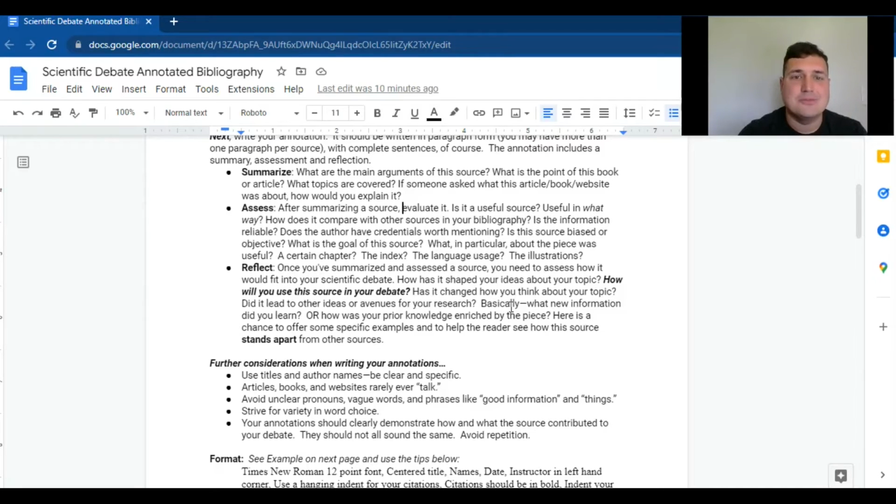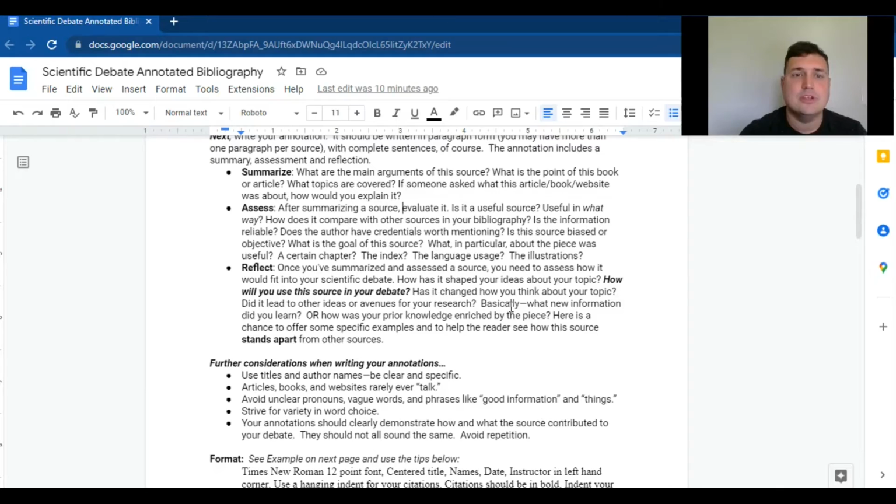Is the source biased or objective? A wonderful question with that. Might take a little bit of coaching with that, but at this point I've already talked to my students about that. What is the goal of this source? Looking at author's purpose. What in particular about the piece was useful? A certain chapter, the index, language usage, illustrations.